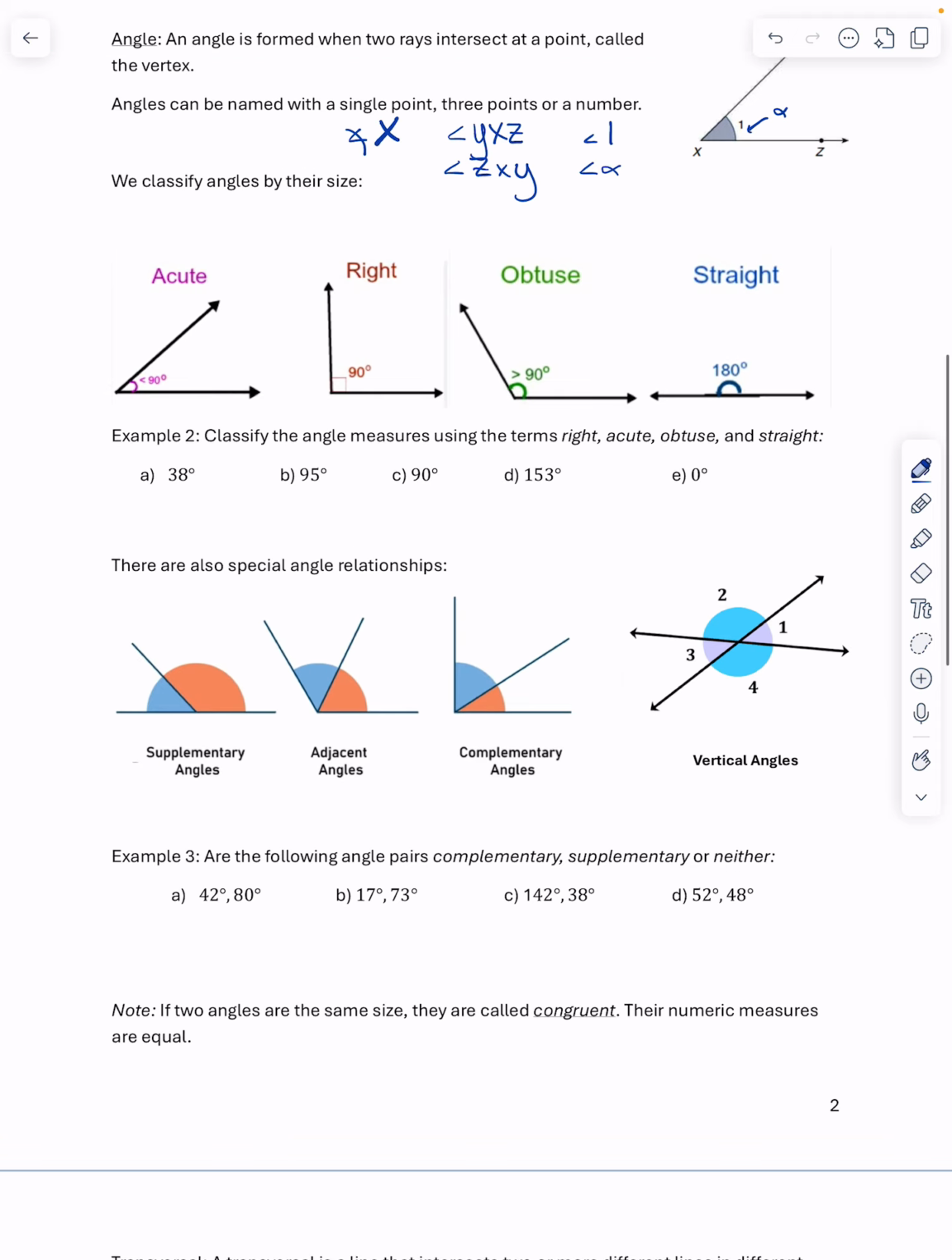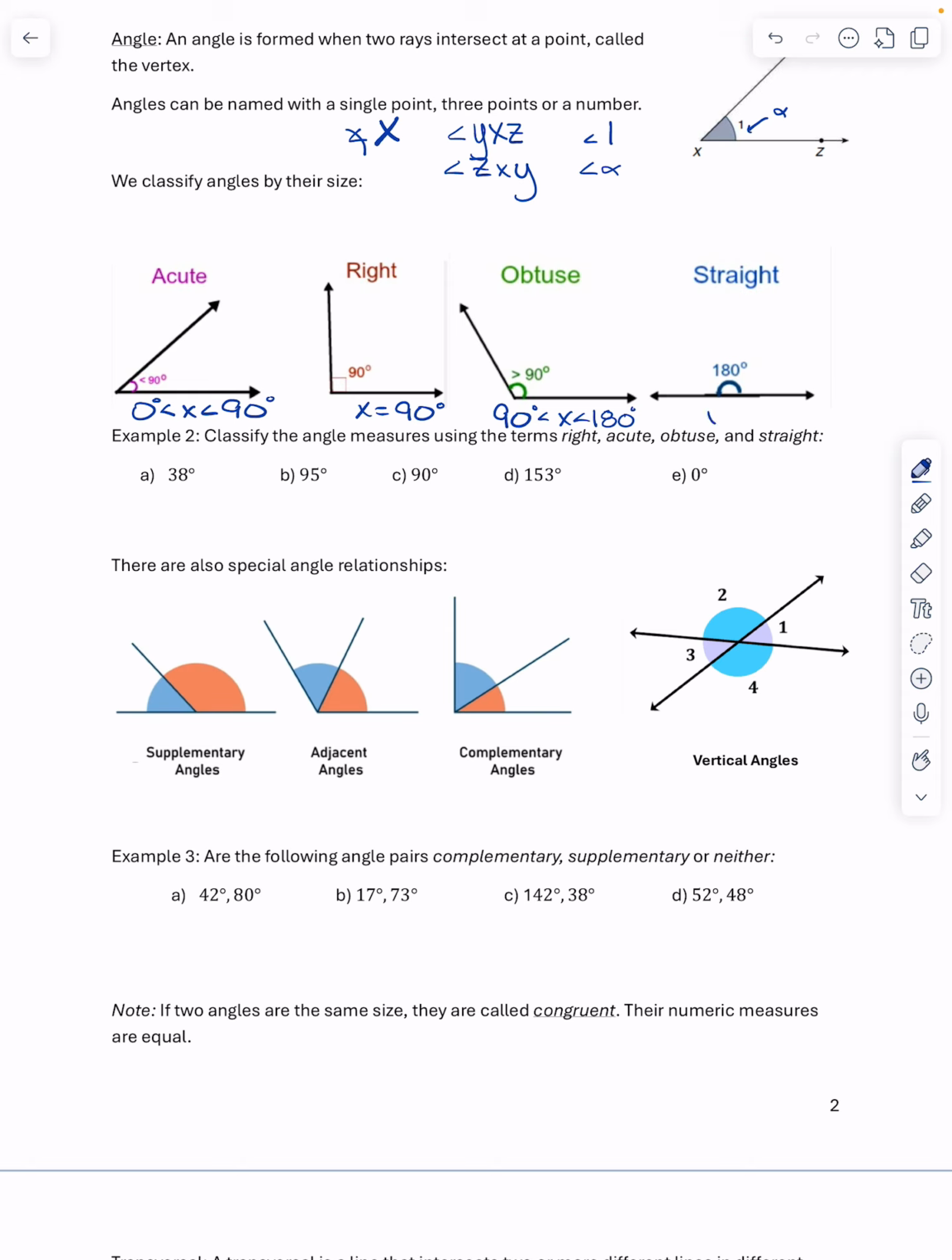Angles are classified by their size. Acute angles, and this diagram says less than 90, it actually has to be between 0 and 90. Cannot be 0, cannot be 90. A right angle always equals 90 degrees. I guess I should put degree symbols over here. An obtuse angle is bigger than 90, but less than 180. So obtuse is not just any number bigger than 90.